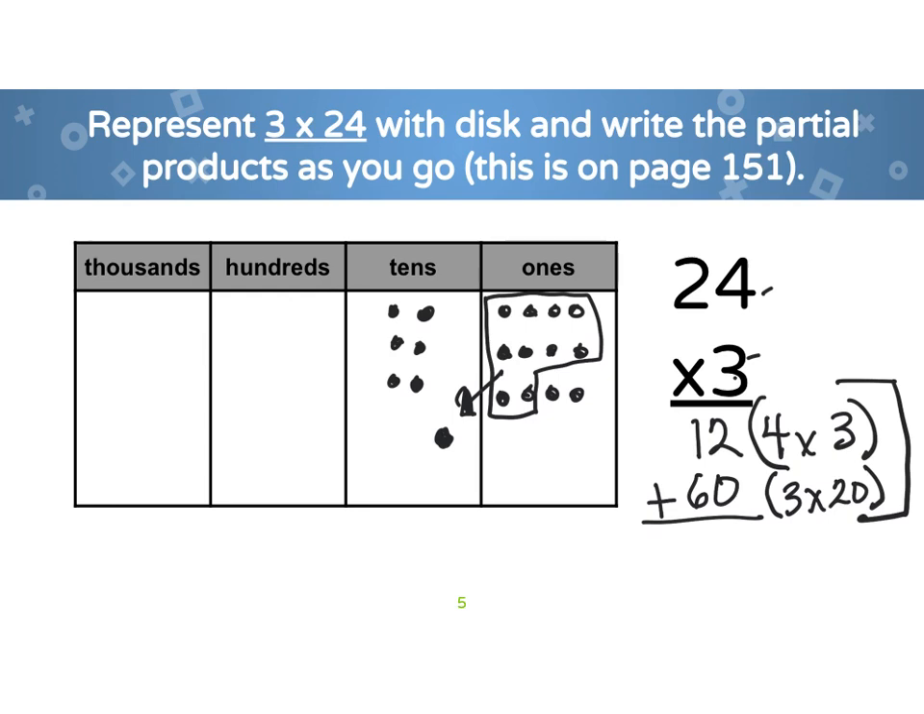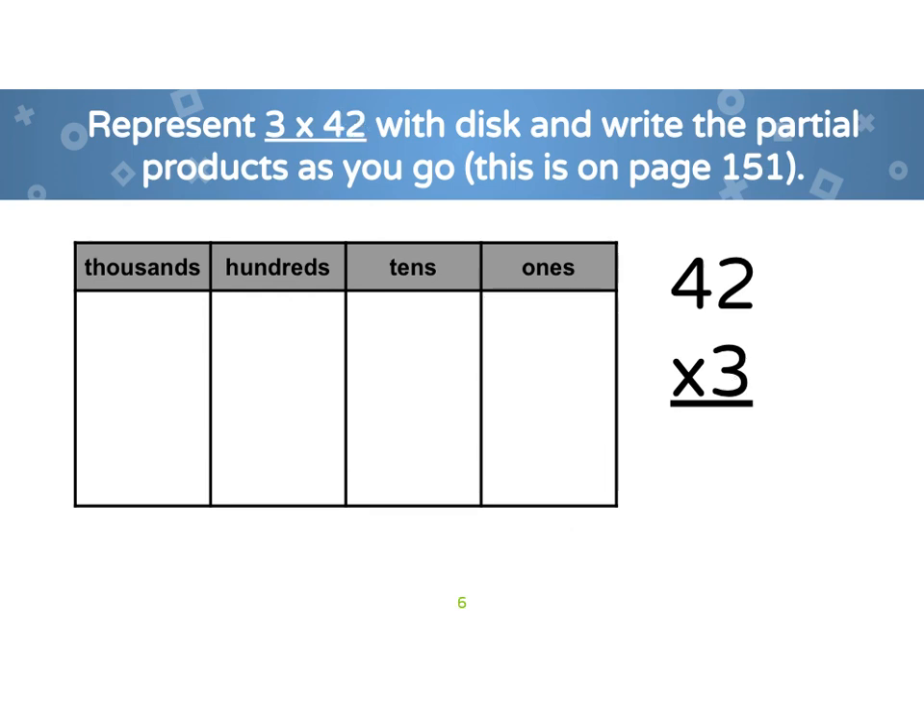Okay, so let's go back over here. 2 plus 0 is 2. 1 plus 6 is 7. Does that equal my chart? I have 7 here, and I have 2 left here. So 72 is my answer, showing partial product.